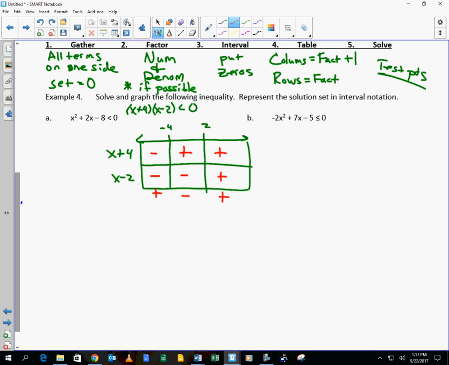So therefore, in this situation, I have a solution set. Am I looking for where it's less than 0 or greater than 0? So is that negative or positive? Negatives. So I got from negative 4 to positive 2. That's my solution set. Yes. I'm looking for less than 0, so I'm looking for its negative. Okay?